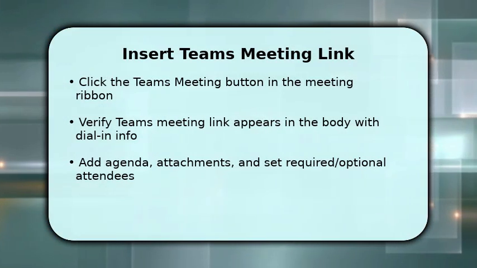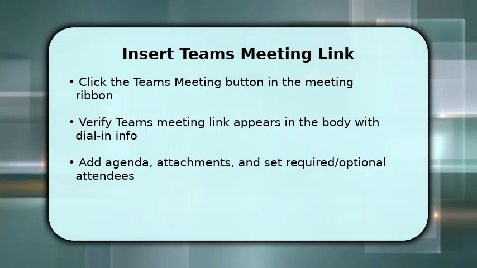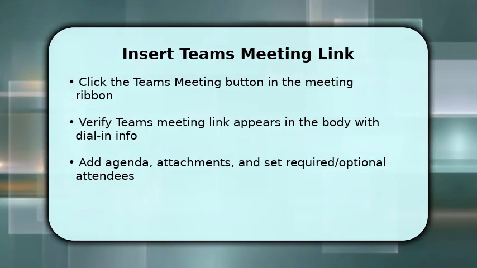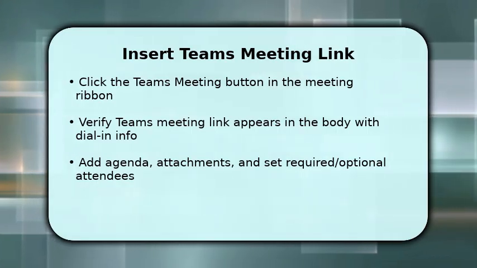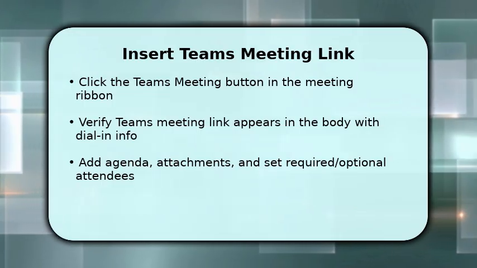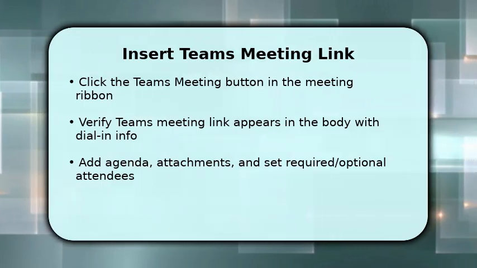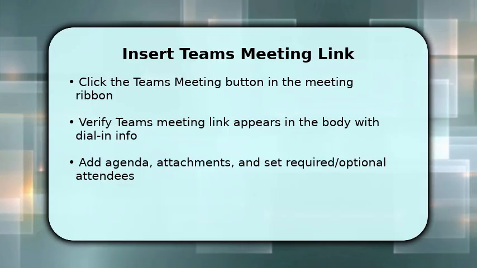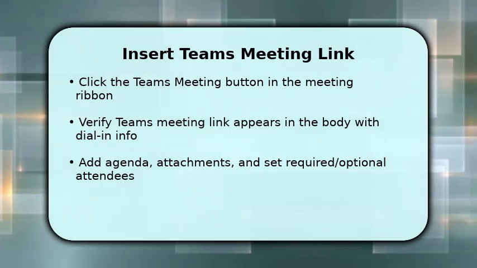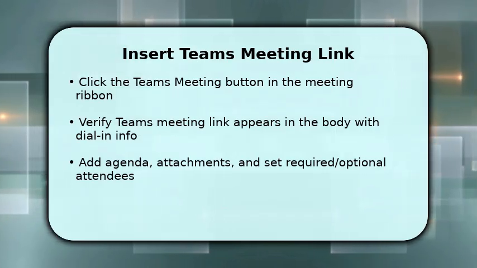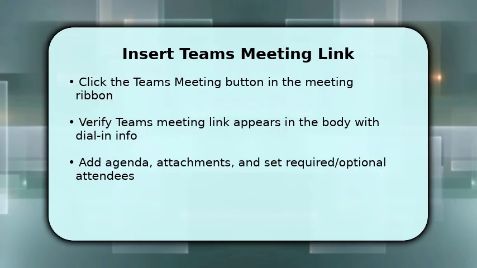Now, in the meeting window, click the Teams meeting button in the ribbon. This injects the join link and dial-in info into the body automatically. Once inserted, inspect the link to confirm it's a Teams URL and add an agenda and any attachments for context. You should also set required versus optional attendees and use Scheduling Assistant to resolve conflicts. Make sure meeting options like lobby or presenter roles are prepared before sending.